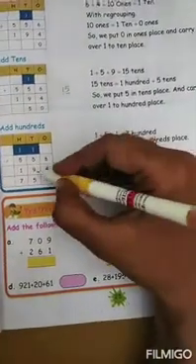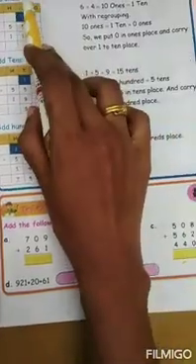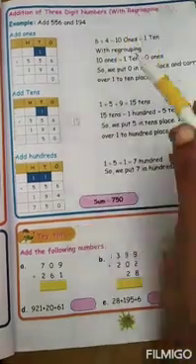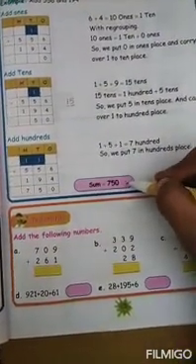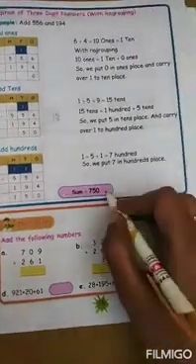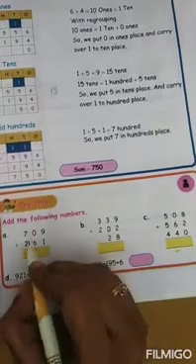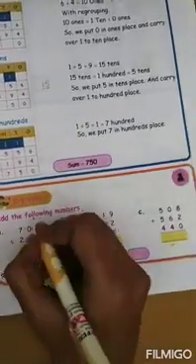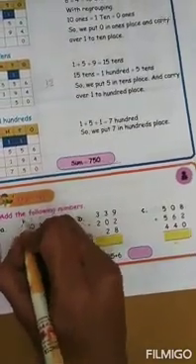Okay, so the sum will be 750. When you are adding 556 and 194, you are getting the sum as 750. Okay, children, shall we try this sum? Add the following numbers: 709 and 261. So before that, write the place values: ones, tens, hundreds.